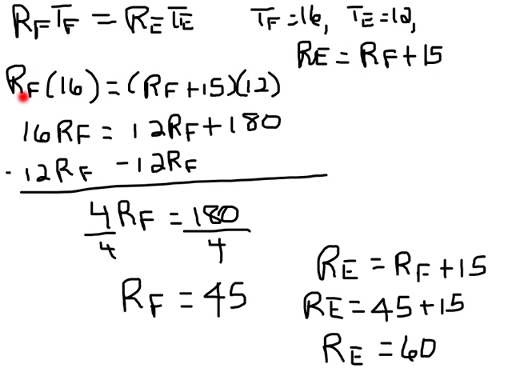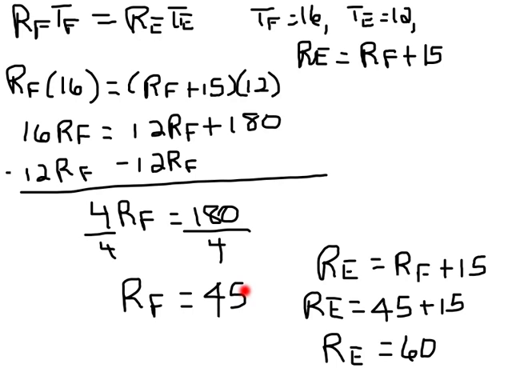Alright, after you've done that, you simply are substituting in. RF times TF, which is 16, equals, now RE is RF plus 15, so I'm going to put that in parentheses right there, and then TE, which is 12. Then I'm going to do my distributive property and multiply. 12 times RF is 12 RF. 12 times 15 is 180. And if I subtract 12 RF from both sides, I will have 4 RF equals 180. Divide both sides by 4, and RF is equal to 45.